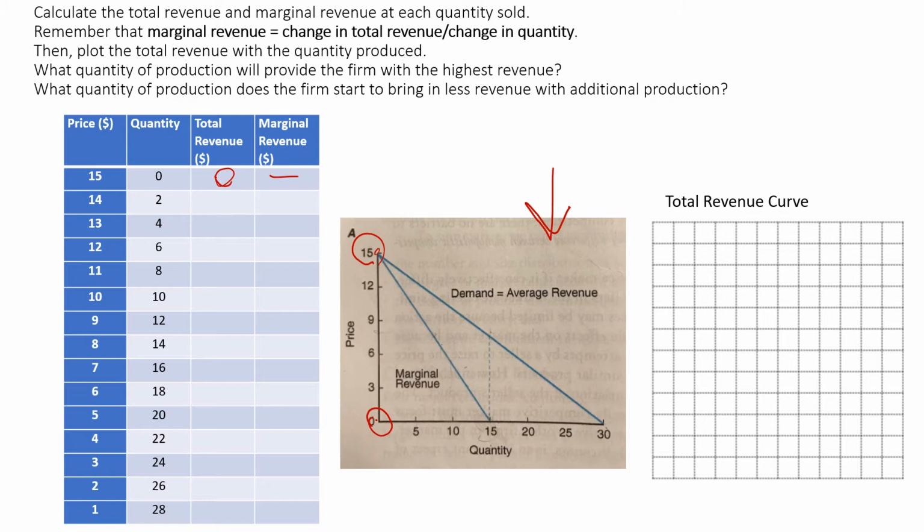So at a price of 14 and a quantity of 2, our total revenue is just going to be, we sold 2 at $14, so that's going to be 28, and we'll come back to marginal revenue. Let's get all the total revenues calculated out here.